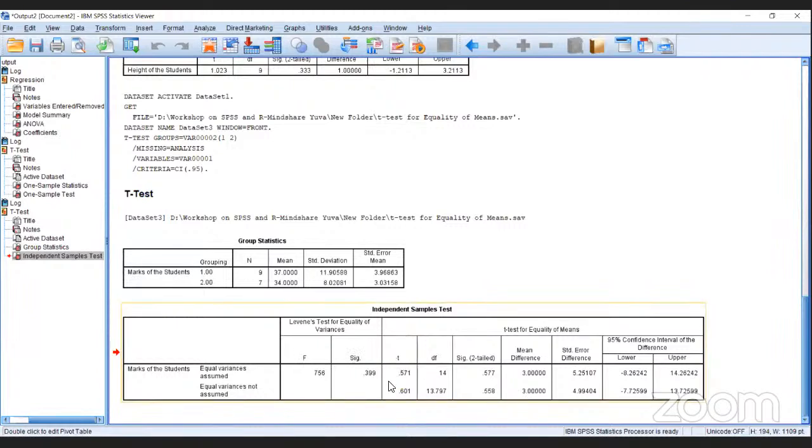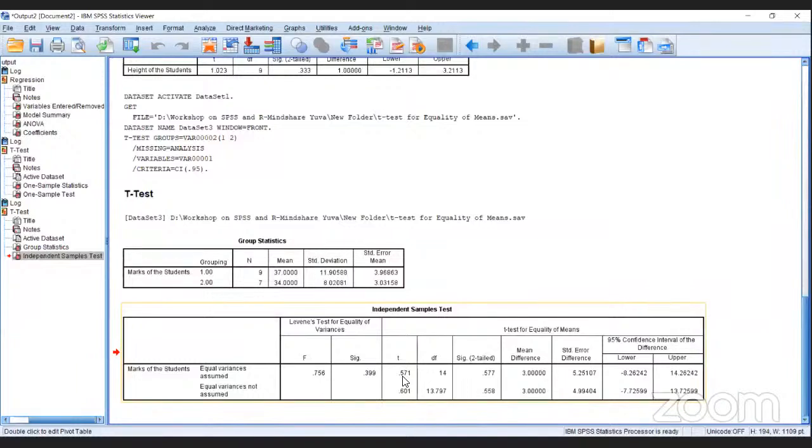And you see here, we need to consider the first one. What is the calculated value? 0.571. Okay, are you able to get my voice? Yes, sir. My internet connection is not stable, so that's why I'm worried.